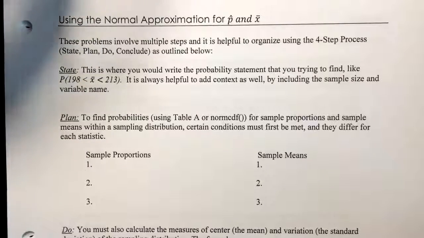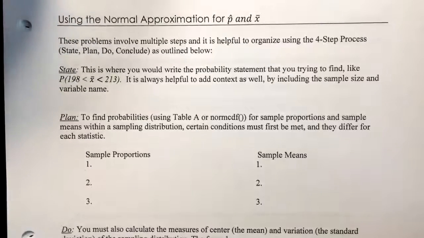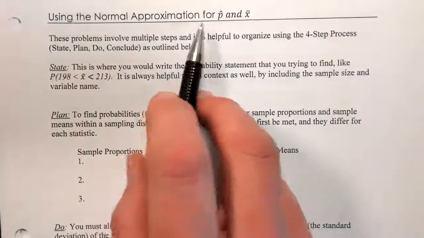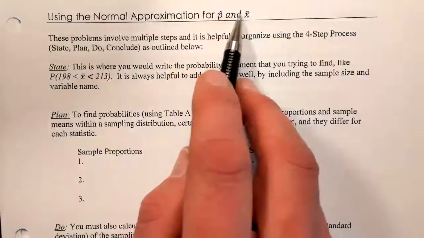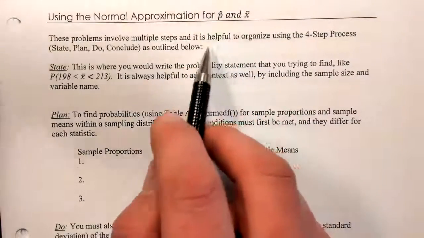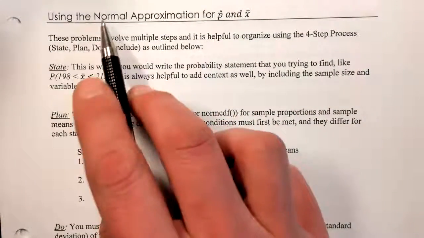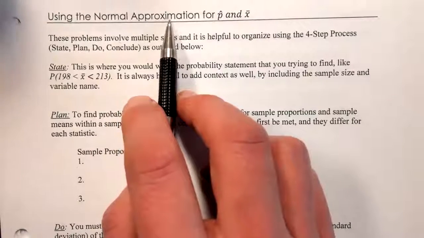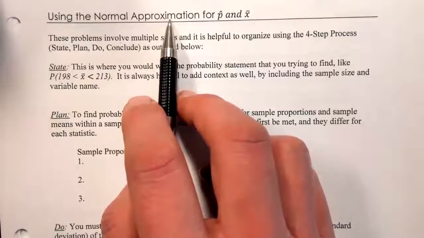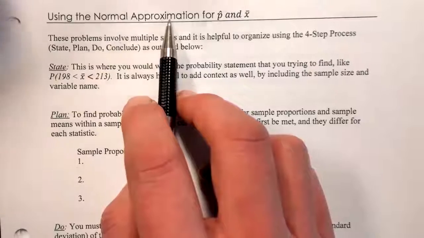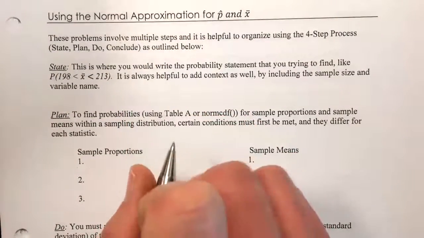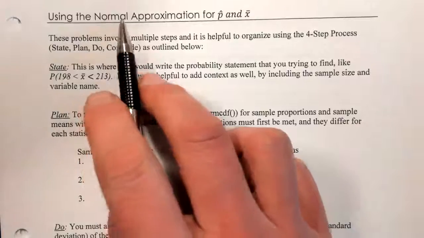Okay. Sampling distributions. All this unit is trying to do is find probabilities for a sample proportion and a sample mean. How we're going to find those probabilities is by doing the normal approximation. We want to be able to use Table A, z-scores, or just use normal CDF from the calculator. But in order to do that, we have to make sure that these distributions are approximately normal first.